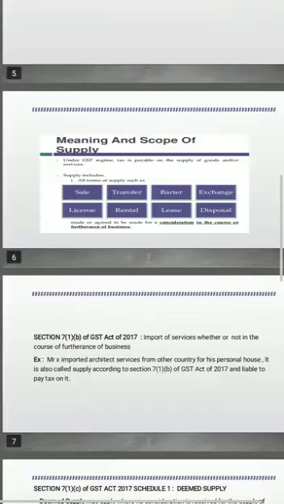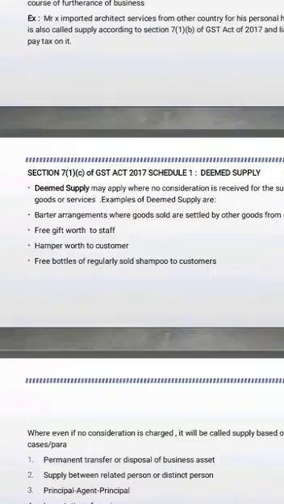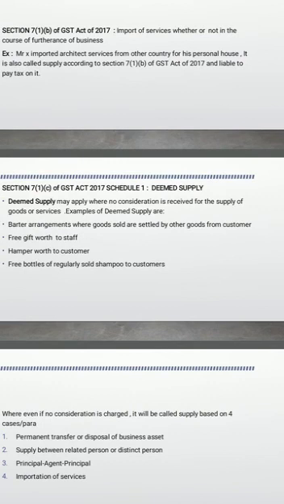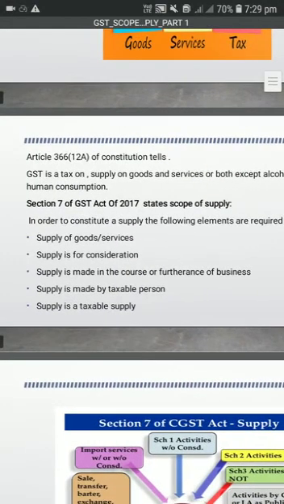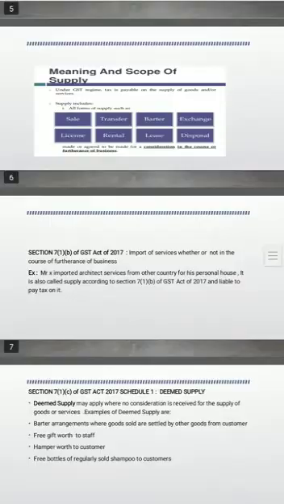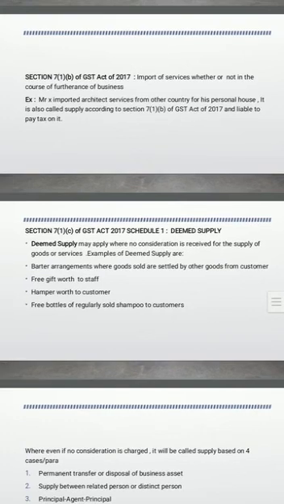Next. Section 7, subsection 1, subsection C of GST Act of 2017. This includes the Schedule 1. In Schedule 1, it states about the deemed supply. Deemed supply may apply where no consideration is received for the supply of goods and services. As I have said, if the supply is for consideration, then only it is considered as a supply according to the GST Act. But here in Schedule 1, the rule is different. Deemed supply may apply where no consideration is received for the supply of goods or services.